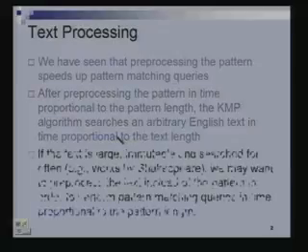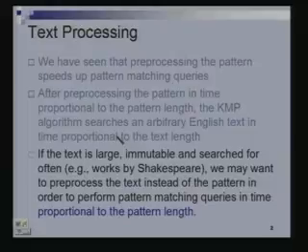Now, if the text is very large, this is not a very good situation to be in. I have a very large piece of text which does not change, and I am searching for patterns in that text. Every time I search for a small pattern, if I am going to spend time proportional to the size of the text, that is a lot of time. Say you have the collected works of Shakespeare in which you want to search for Veronica, and you are going to spend time proportional to the size of the text, which is very huge.